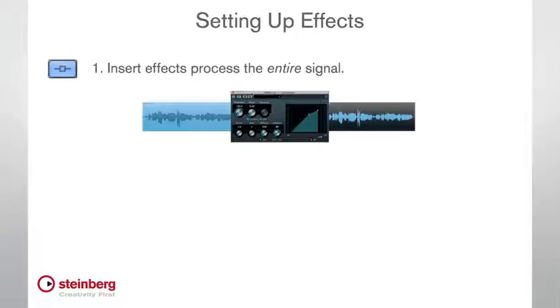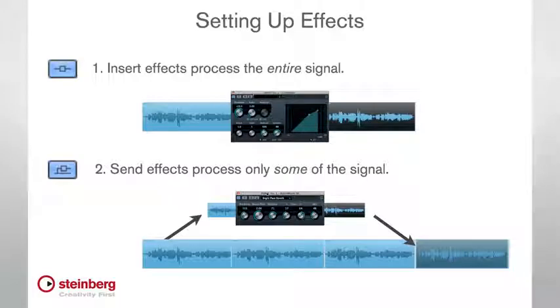You can insert the effect across the entire signal path and run 100% of the track through the effect. Or you can set up a separate effect track and then send only some of the track through it for a more blended or subtle effect. Each method is useful in different situations. For example, if I want to use a compressor to help control the volume of a track, I need the compressor to control the entire track. So I'll run the entire track through the compressor by using the insert method.